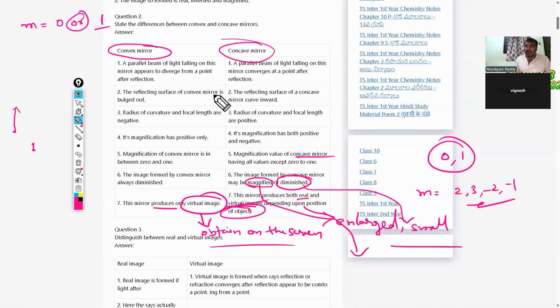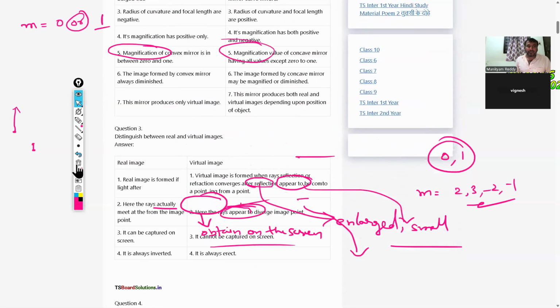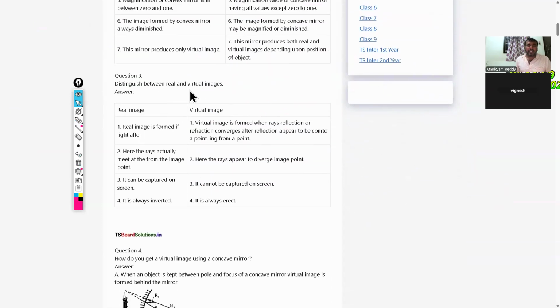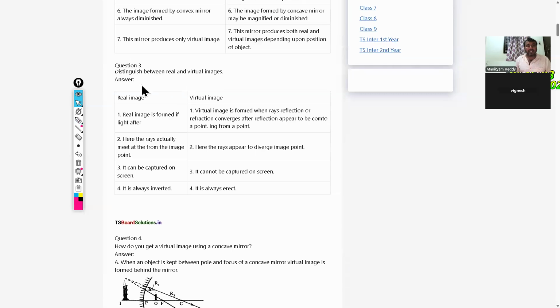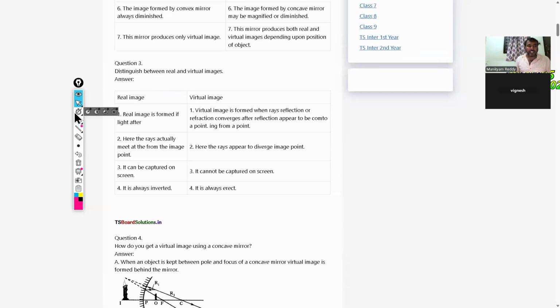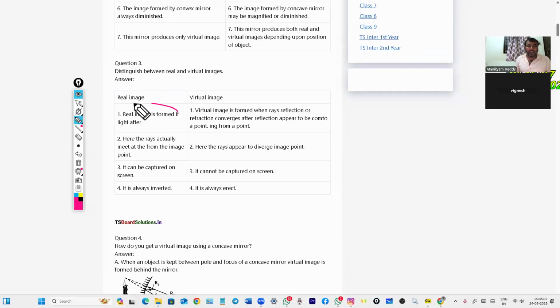Differences between convex and concave mirror. All the question answers I am explaining once again. It will be revision for you. Okay, now next question. Distinguish between real and virtual images. See, real image is formed if light.